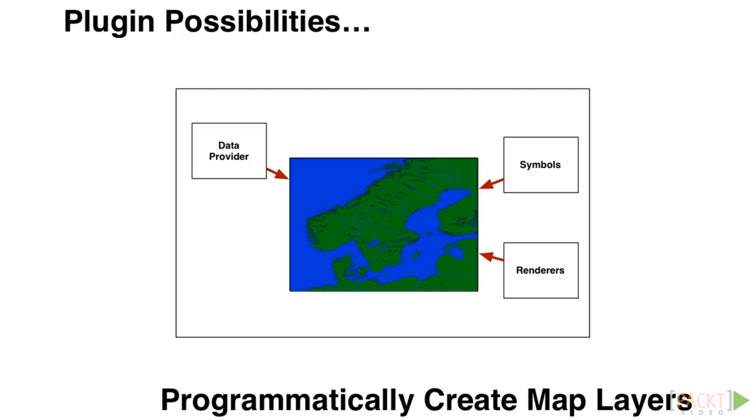Your plugin can also create map layers programmatically, setting up the data provider and creating symbols and renderers to control how the map layer is displayed. You can also create your own custom data within your program, as well as writing your own symbols and renderers to completely control the information and how it is shown.